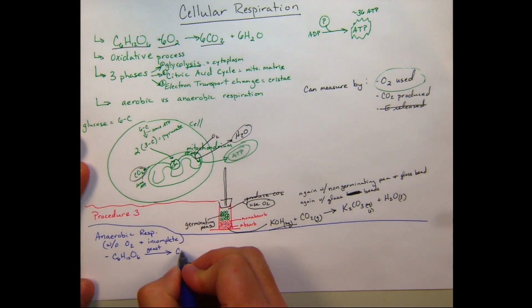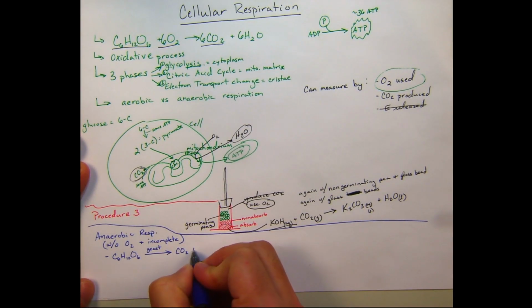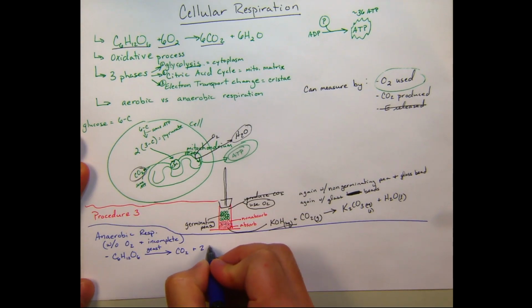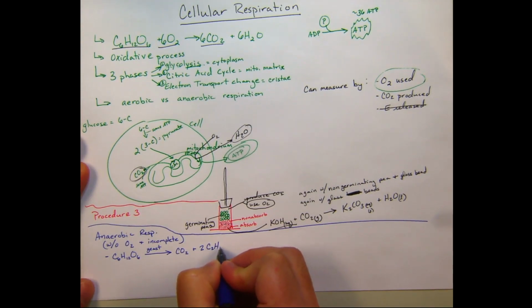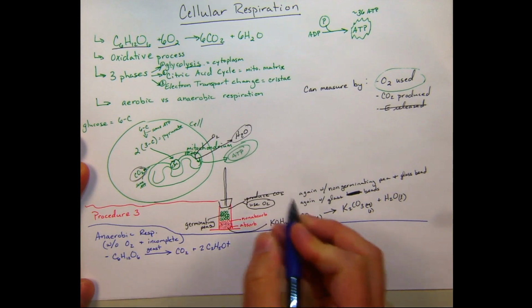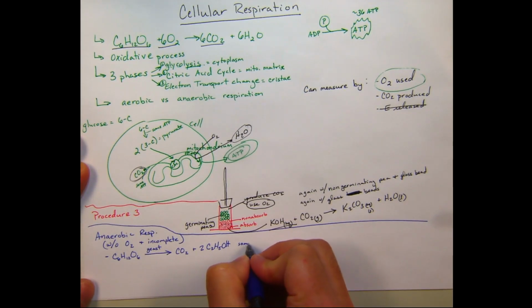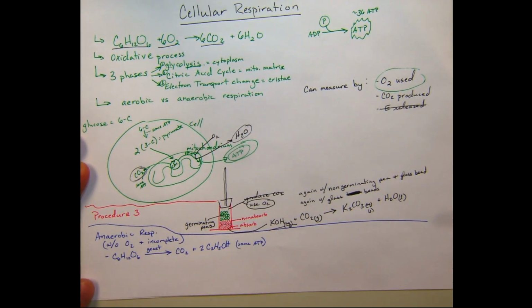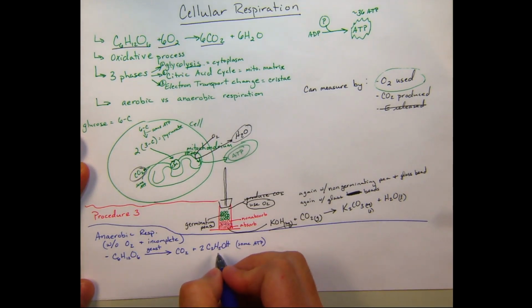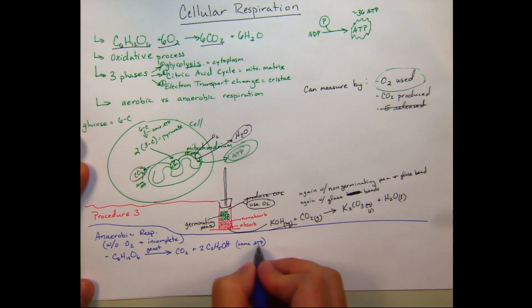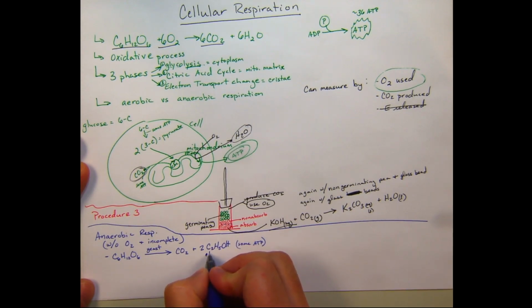So what will happen is it will produce carbon dioxide and 2 C2H5OH, and it's going to produce some ATP. This produces energy because it is a type of respiration. C2H5OH, this is a waste. All right, this is what we want, the ATP. But this waste is ethanol.